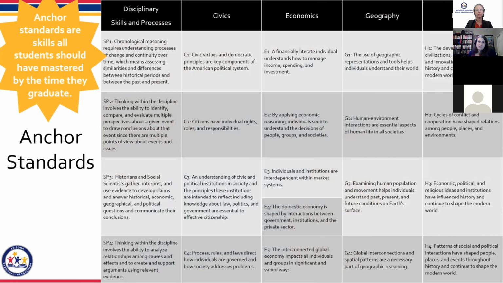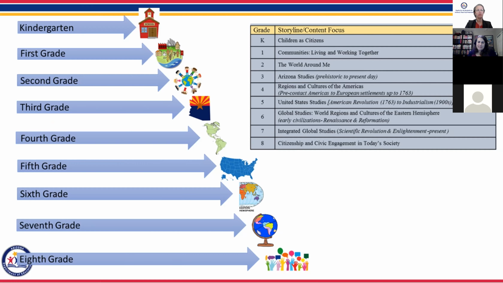And these are our anchor standards. And we have 5 different categories. We have those disciplinary skills and processes, civics, economics, geography, and history. And for most anchor standards, there's 4 standards. And your content standards fit under one of those 4 standards under each category. The only exception is economics, which has its own personal finance strand. So as you can tell, these are what students by the end of 12th grade will be doing. So we're going to spiral those ideas up.